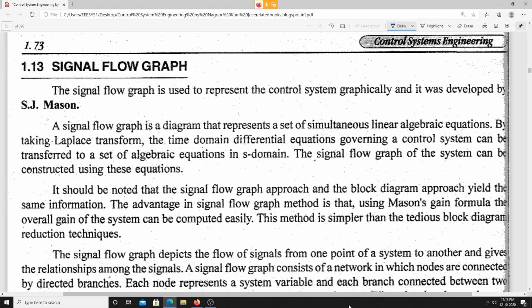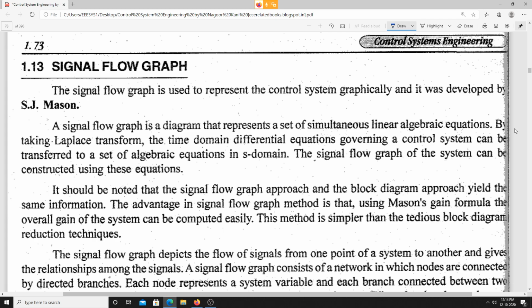Is that clear? The main advantage here is that by using Mason's gain formula, the overall gain of the system can be computed easily. This method is easier than the tedious block diagram reduction techniques. Is it clear? So when compared to the block diagram reduction technique, this method using Mason's gain formula is somewhat easier for computing the overall transfer function of a system.